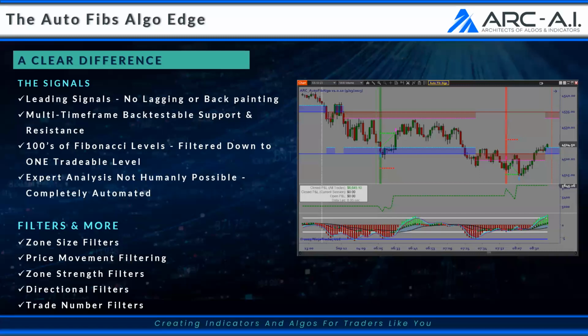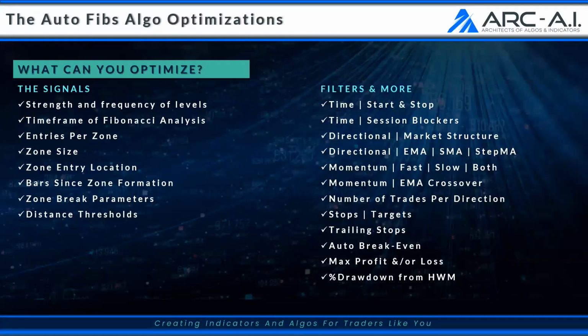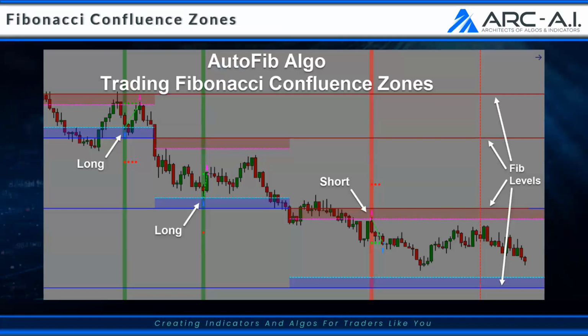So a lot of filter opportunities that we're going to take a look at, things that you can optimize: the strength of the Fibonacci, frequency of levels, the time frame of the analysis that we talked about a little bit, entries per zone. We're going to go through all this. I figure it's probably best we just look at charts because that's going to be a lot easier. So let's get some examples and then we'll go through it here.